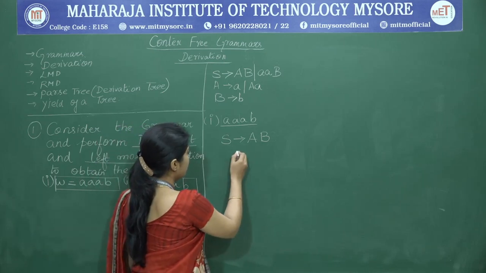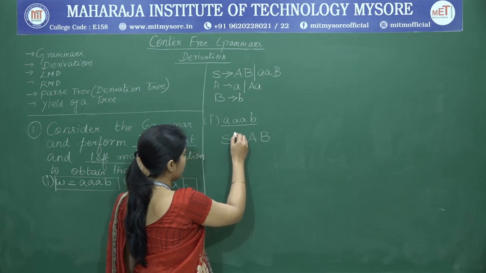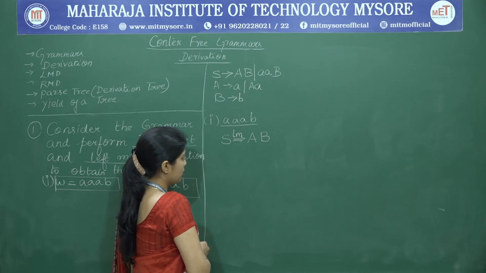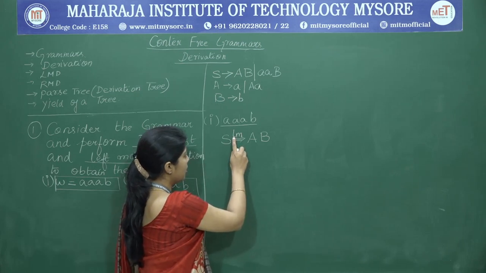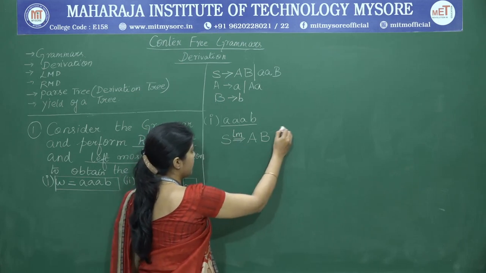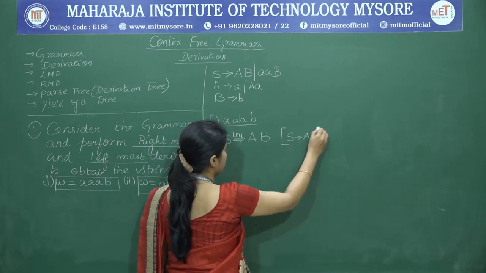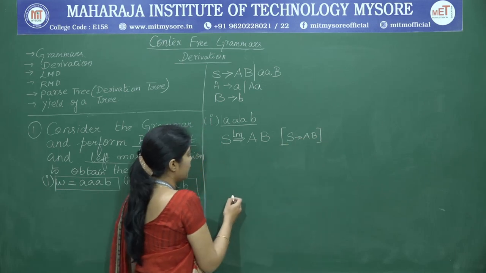That is how we are going to decide which one to use whenever we have some options. So A and B. Whenever we are doing the derivation, we have to mention whether it is a leftmost derivation or a rightmost derivation by writing LM or RM. And this is by the production S goes to AB, the production rule that we have used.